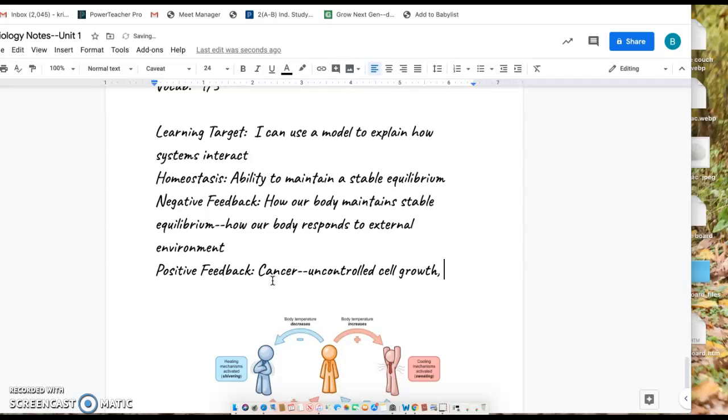Another example would be pregnancy. If someone's pregnant, the body has to change. When you have a baby, your body has to change. It has to expel certain hormones. It's not normal for someone to be pregnant, so your body has to change and adapt and deal with that.